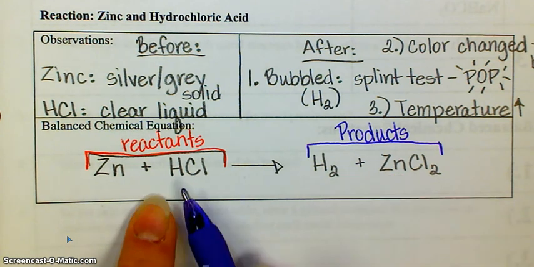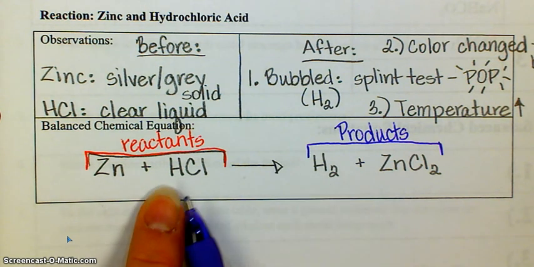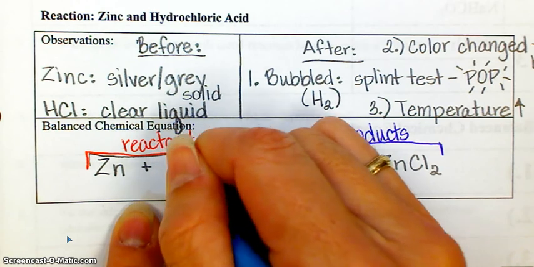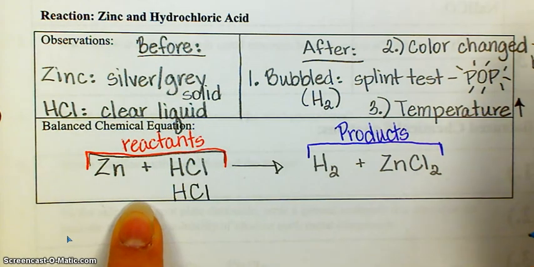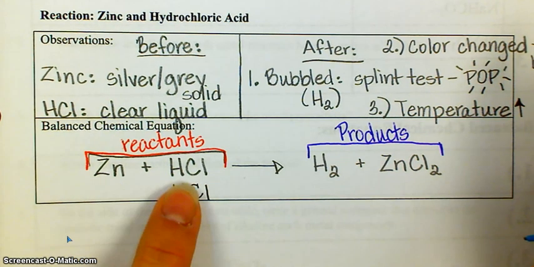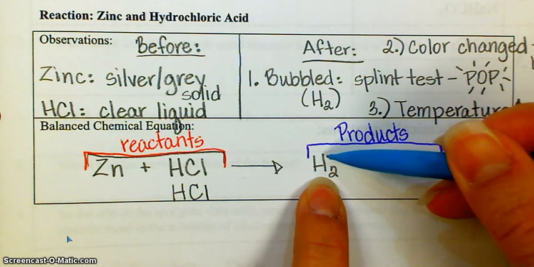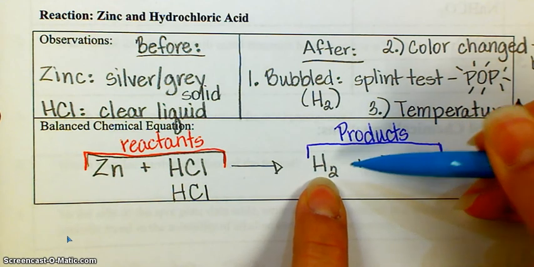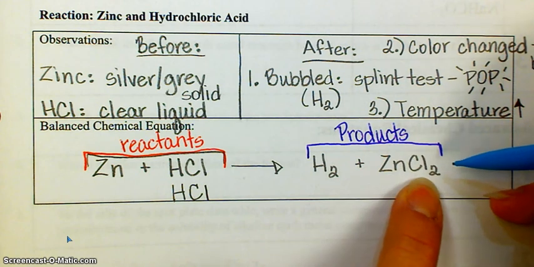Hydrogen, however, I have 1 on the reactant side, but I have 2 on the product side. The only way that I can add more hydrogen to the reactant side is by adding entire molecules that contain hydrogen. So I'm going to add another molecule of hydrochloric acid. Okay. So now I have zinc, I have 2 molecules of hydrochloric acid, 1 molecule of hydrogen gas, which has 2 atoms of hydrogen, 1 molecule of zinc chloride, which has 1 zinc and 2 chlorines.